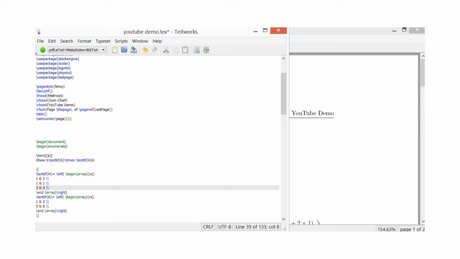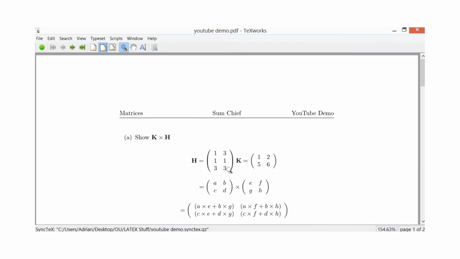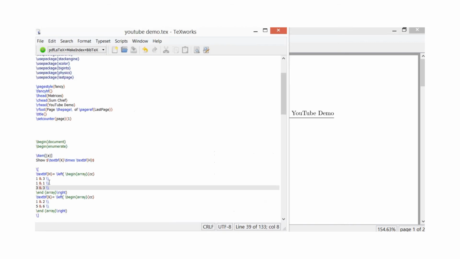If I just run that, you can see that. And you'll see how it changes. See? So there we go. So now we've got 3 rows. So just change that back to normal.